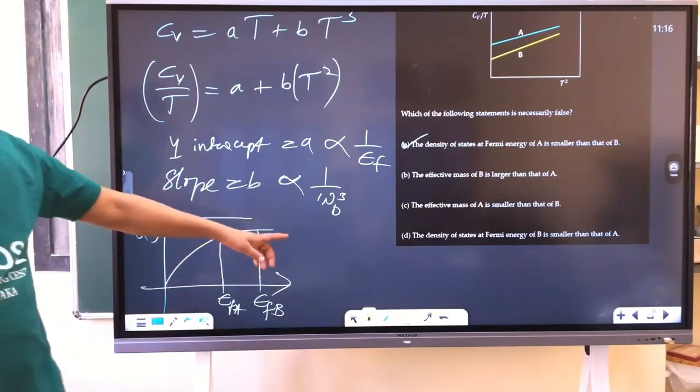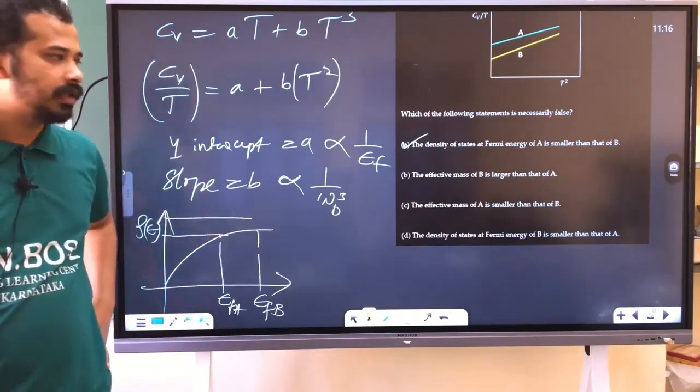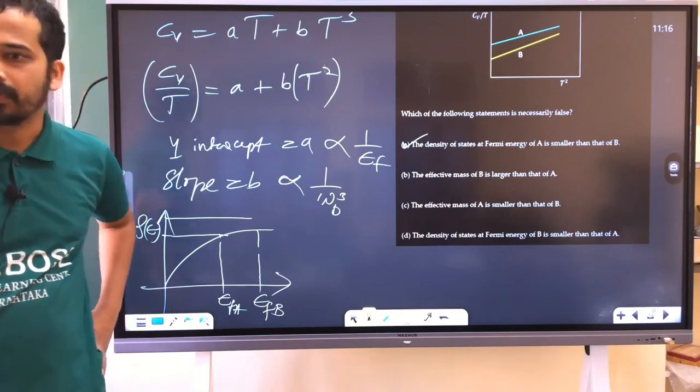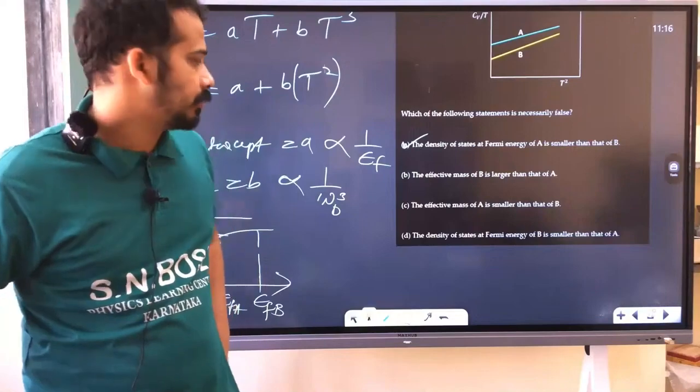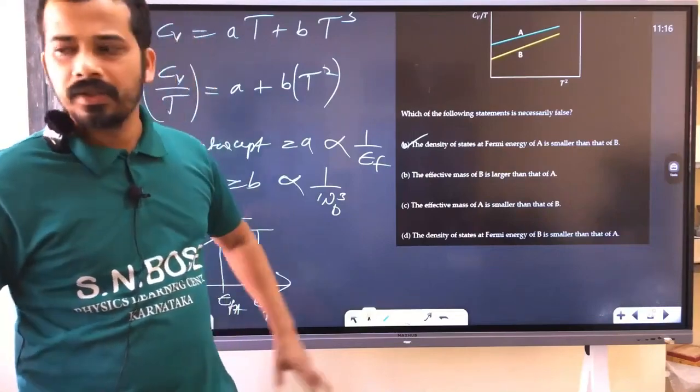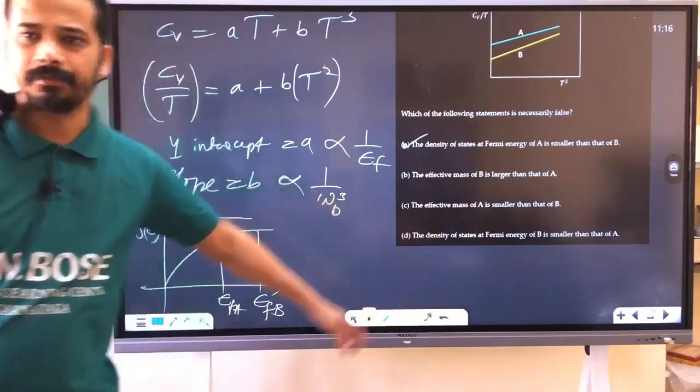That depends on, I think, the E versus K relationship only. Effective mass comes from the E versus K relationship. It's a derivative. The second derivative will give you the effective mass actually. If possible, I'll discuss it.